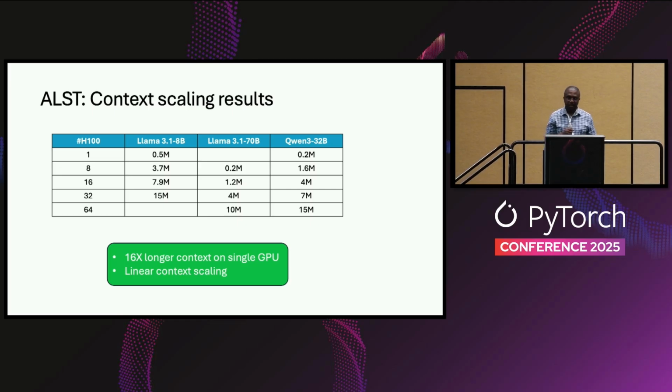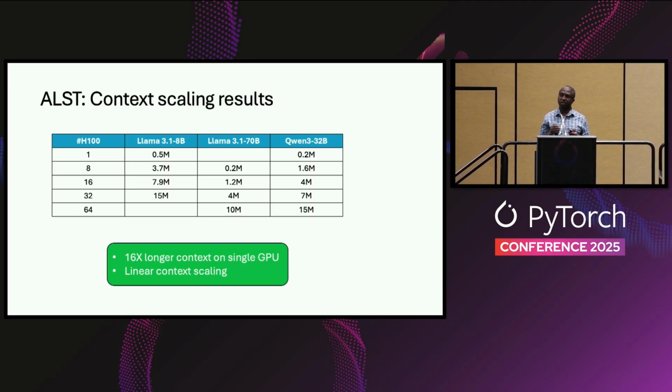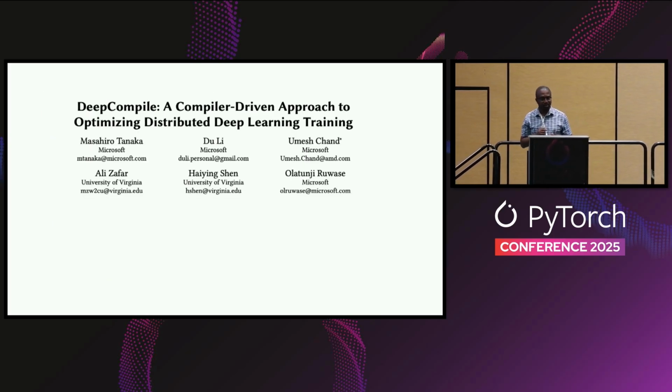All right. Results here are just showing that on a single GPU, we can scale your context by 16x, and we achieve a linear context scaling. All right, I'll move on in the interest of time.